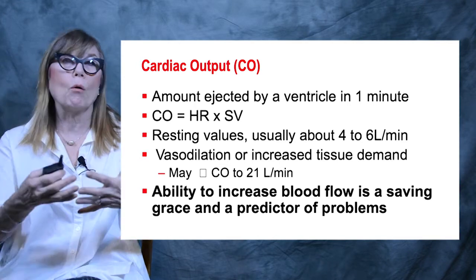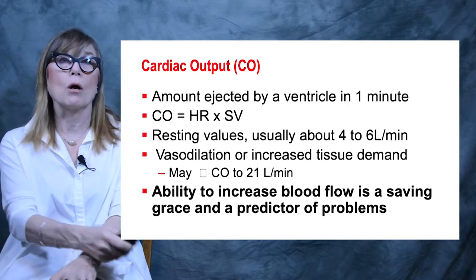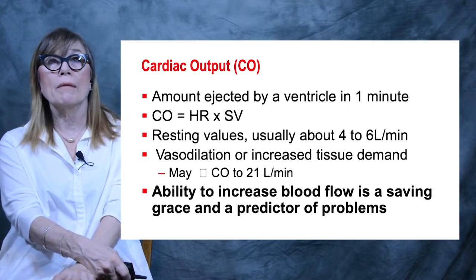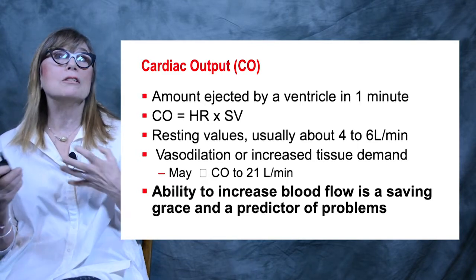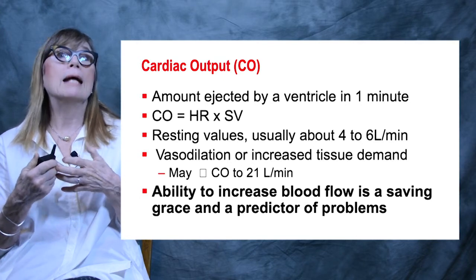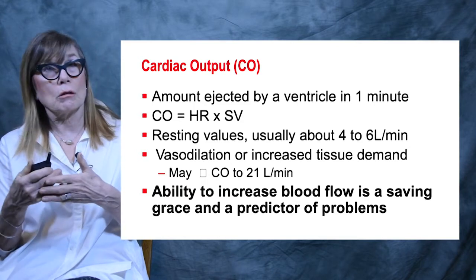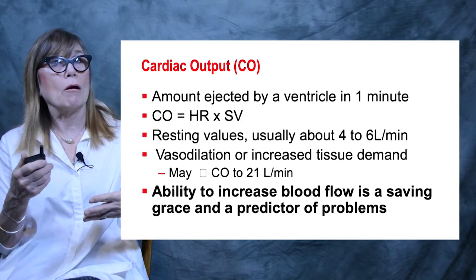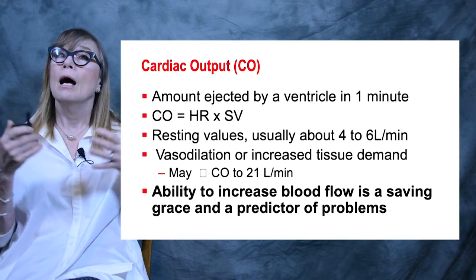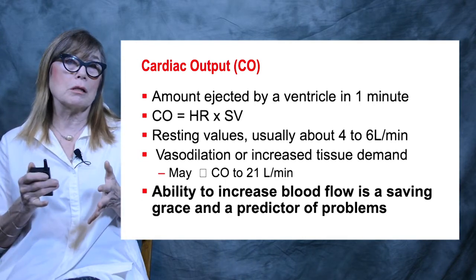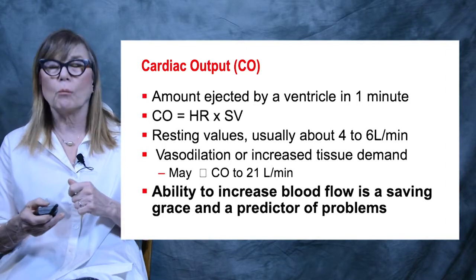So it's really important for us to remember we've got an average and it's 4 to 6 liters per minute. That's what we're going to strive for. But a normal cardiac output is the one that answers the tissue call for oxygen. So the ability to increase blood flow is a saving grace. And the inability to increase blood flow if my tissues need it is a predictor of problems. So I need to be very aware of cardiac output in whatever way I can be, depending on where I'm working, what I'm using. I'm going to use a lot of different tools to give me an idea about what my patient's stroke volume is and therefore their cardiac output.